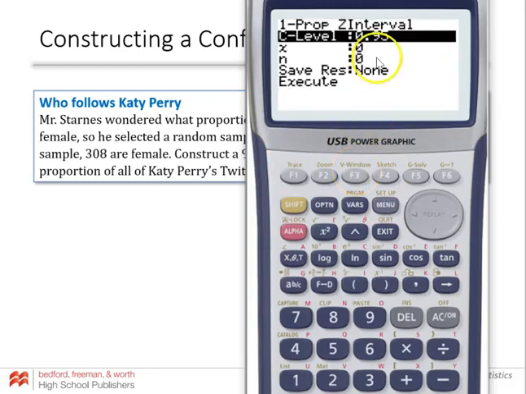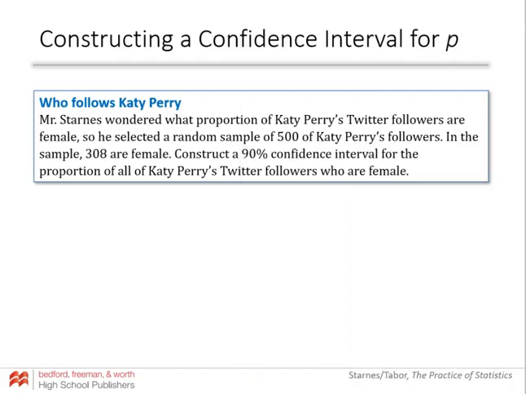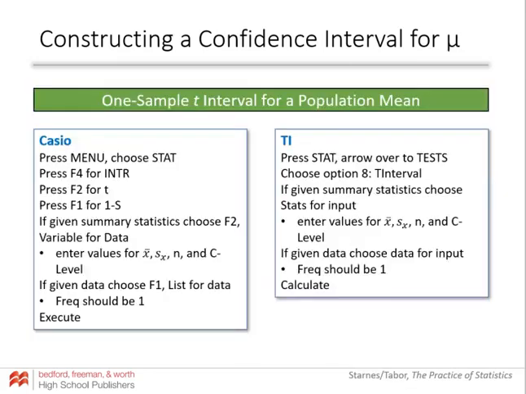Same thing here, we're typing in those numbers. I'm doing a 90% confidence interval. My X is 308, my N is 500. Go to execute, and there's your left and right boundary, so 0.580 and 0.652. We can also do the same thing for a confidence interval for the mean. Same type of thing: you do your SP, all of that is required no matter what, and then if you want to use the calculator for the do part, that is fine.